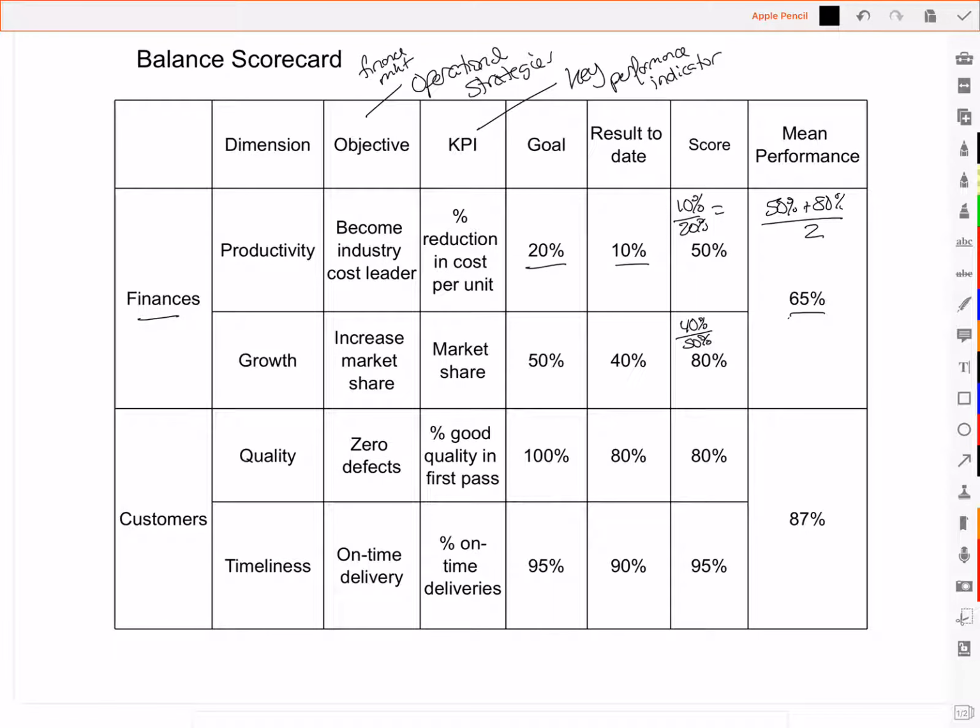For customers, in this case, we have 2 strategies, one 0 defects, one timeliness and delivery. We had an 80% score on one, a 95% score on the other, so our mean performance here in terms of customers is 87%. So you can then start to evaluate how well the company is doing in completing our strategies and meeting our goals in various areas within the company.